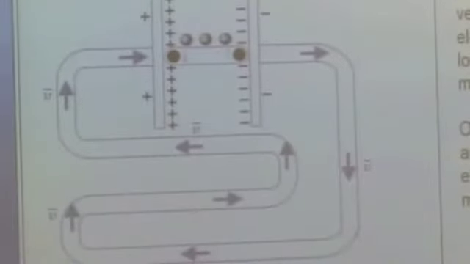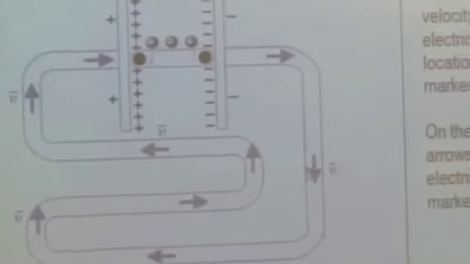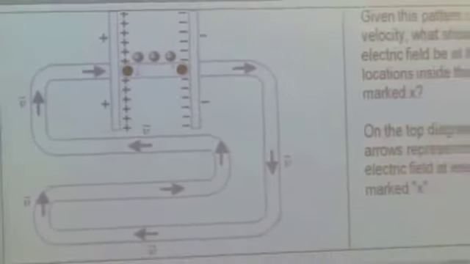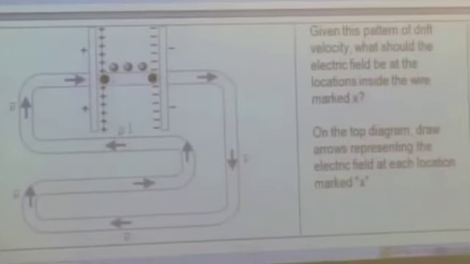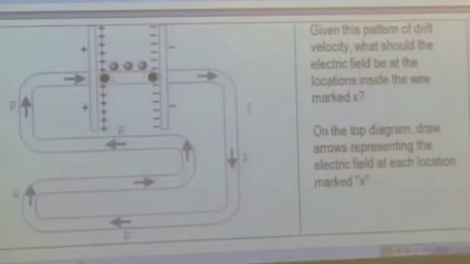So I saw most of that. A couple people had the directions reversed, but we all basically had the same diagram. So on the same picture, given that in the steady state the velocity has to be this, what should the electric field be at each of those locations? So draw the electric field vectors at each little x.